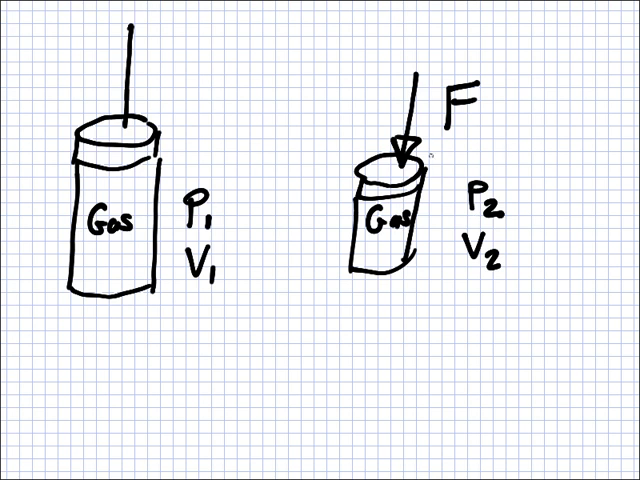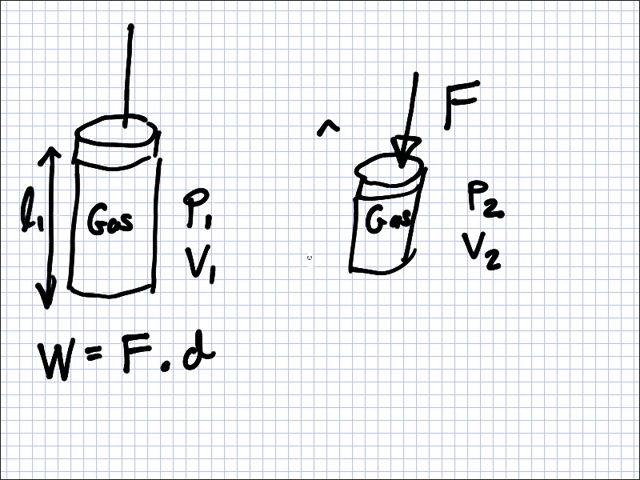Okay. How much work have you done? Well, the formula for work is force times distance. So let's say we start off with length L1, and now we have length L2. We've made it smaller. So that would be F times, what's the distance? L1 minus L2, isn't it? Yeah, L1 minus L2.